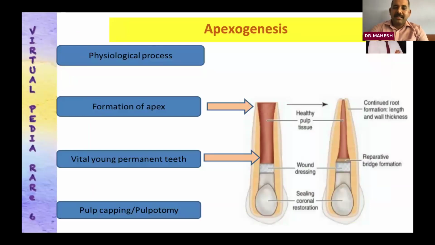So what is an apexogenesis? Apexogenesis is a physiological method which is done in a vital pulp. So the pulp is vital. We either do a pulp capping, a direct or an indirect pulp capping, or we do a pulpotomy, Cvek pulpotomy, or a full pulpotomy. You maintain the vitality of the radicular pulp so that the physiological development of the root happens as such. So we call this apexogenesis.